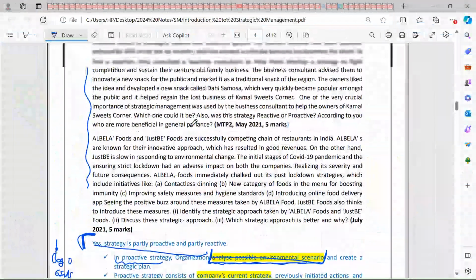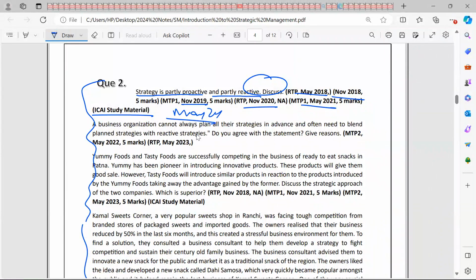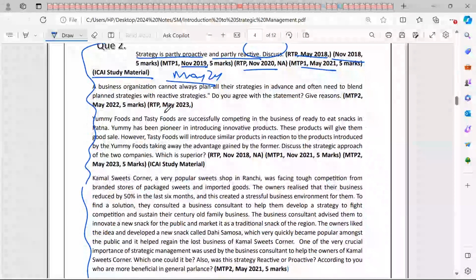Now I will show you the importance of this chapter, this question. Straightforward question, guys. Strategy is partly proactive and partly reactive. Discuss. RTP May 18, November 18, final paper, November 19, November 20, November 21. I say study material, and most probably May 24, guys. Strategy is partly proactive, partly reactive.